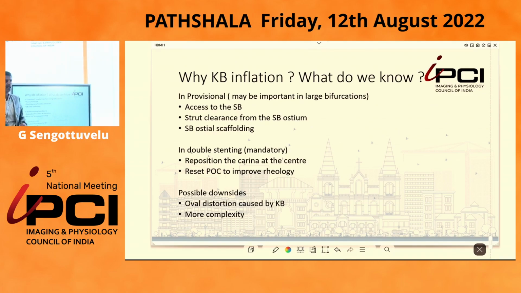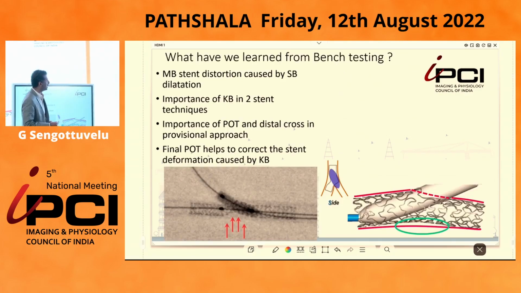But what are the potential downsides of routine kiss? We know that this is associated with more complexity and a longer procedure. Not only that, there are reports of oval distortion of the main branch, the distal main branch, when we place two kissing balloons and dilate simultaneously. So what have we learned from bench testing?